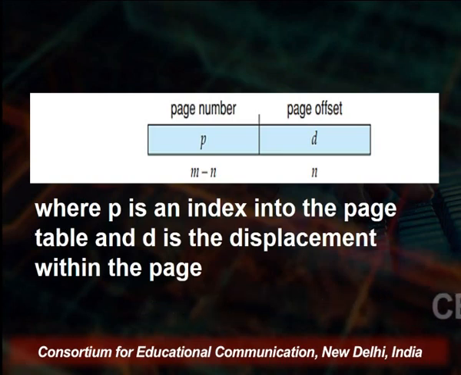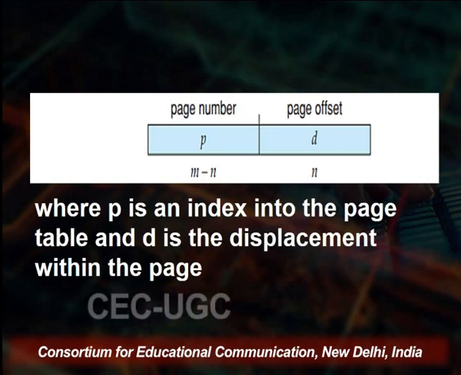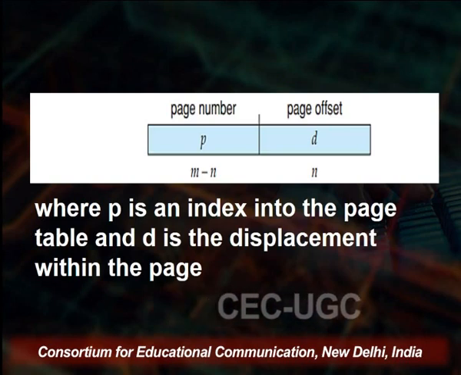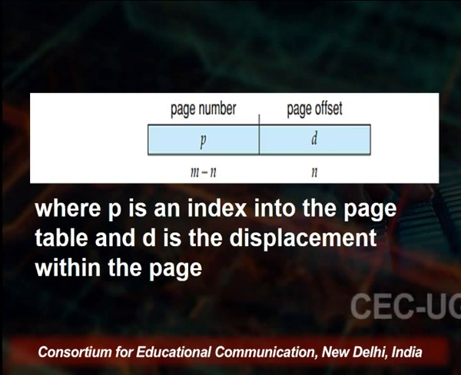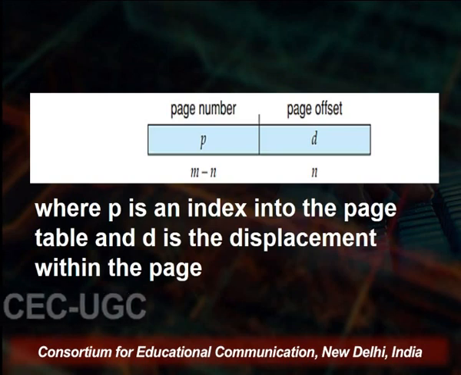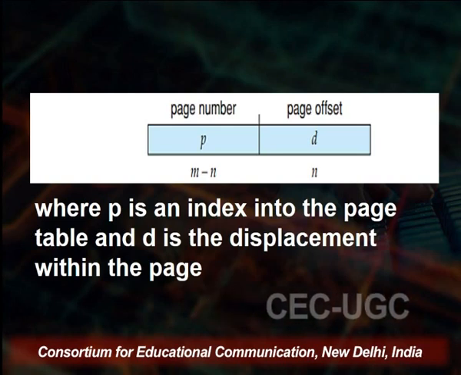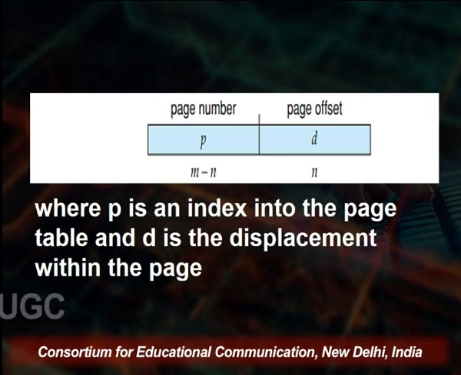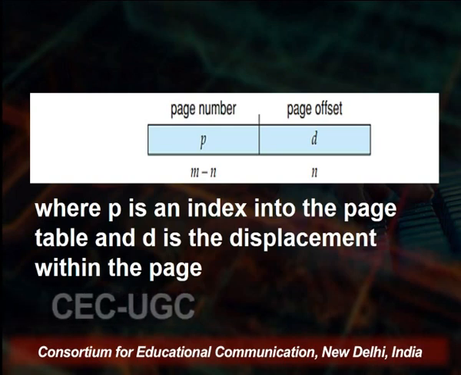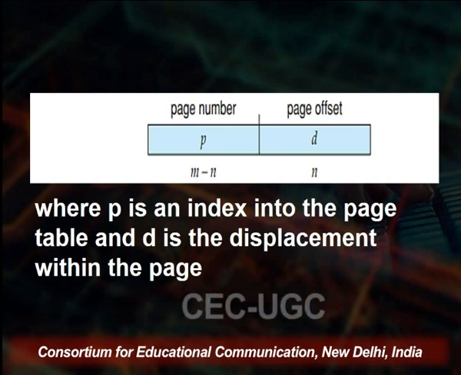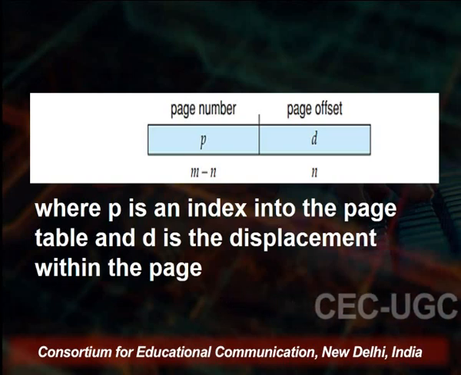Here let us recall that p is an index into the page table, where d is the displacement or offset within that particular page, and the total size of this logical address is m. So m minus n bits are designated for the page number, and the last n bits are designated for the offset.